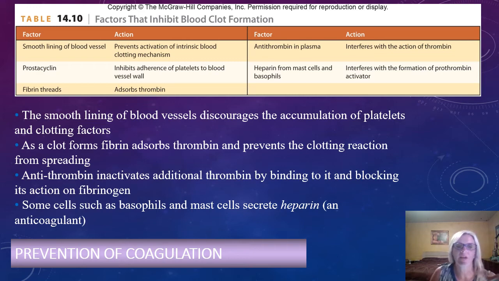Antithrombin is a factor that will inactivate thrombin by binding to it and blocking it from participating with fibrinogen, which then goes on to trigger fibrin. So we also have cells like basophils and mast cells that secrete heparin. And we actually can give heparin intravenously as well. So heparin is an anticoagulant. So remember, we have those mast cells. They release heparin and they release histamine.